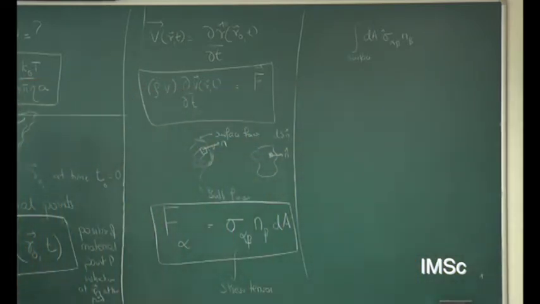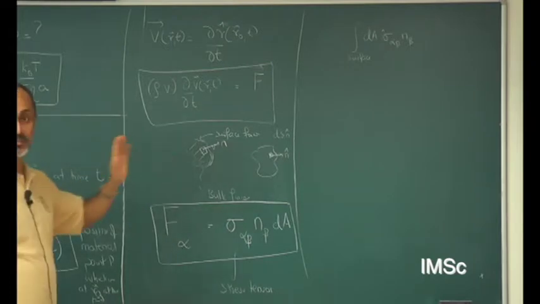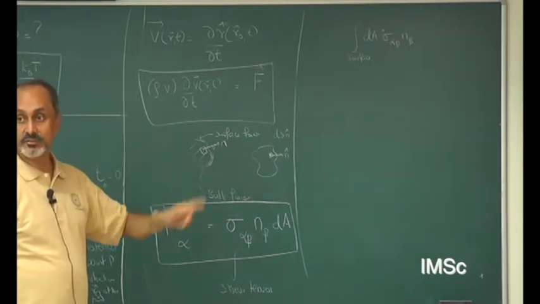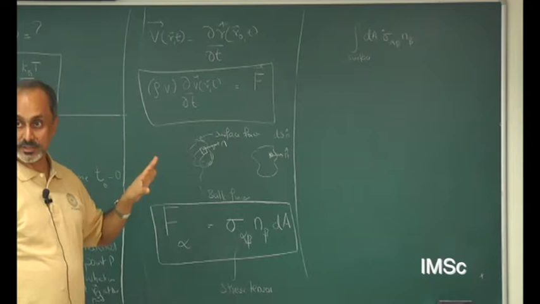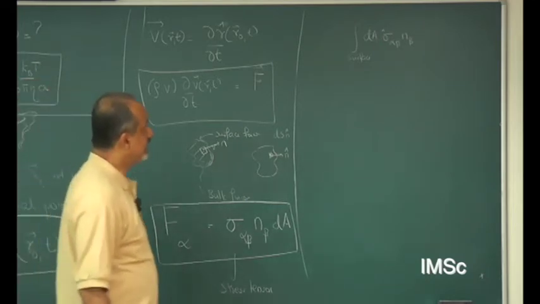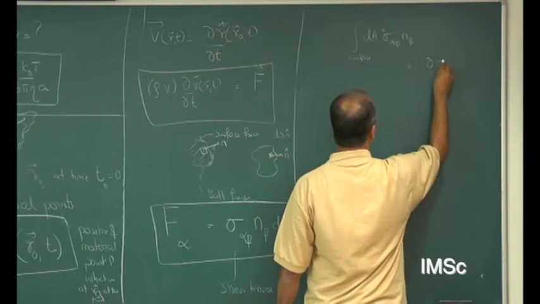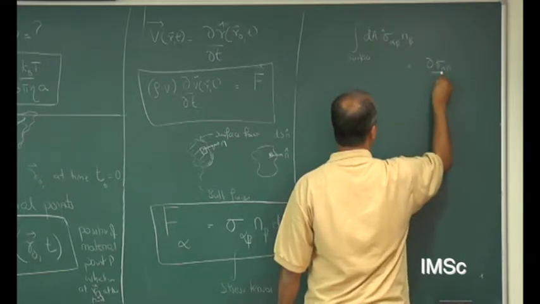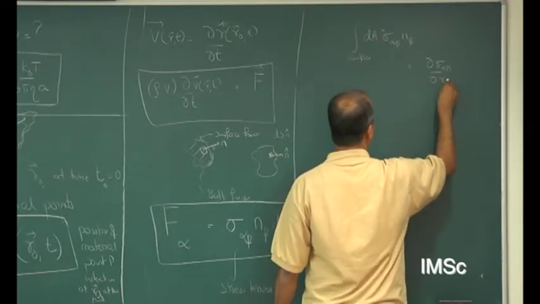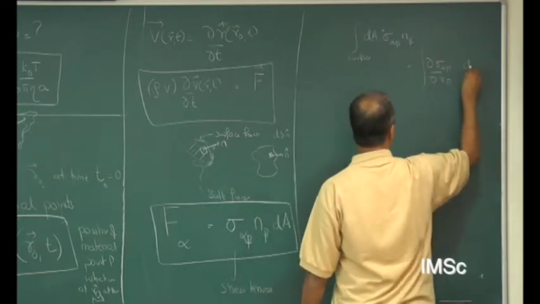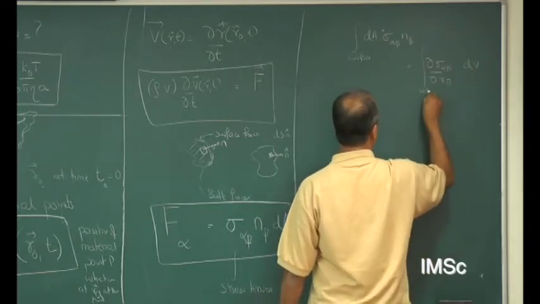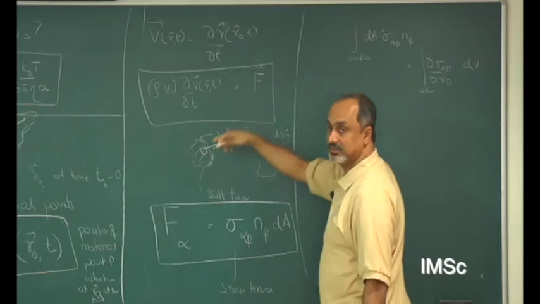So now, remember what we did. We went back and looked at Gauss's theorem for this, which converted surface integrals into volume integrals. And then we said, this is just delta sigma alpha beta by delta r beta, integral dv, which is the volume integral that encloses this particular surface.